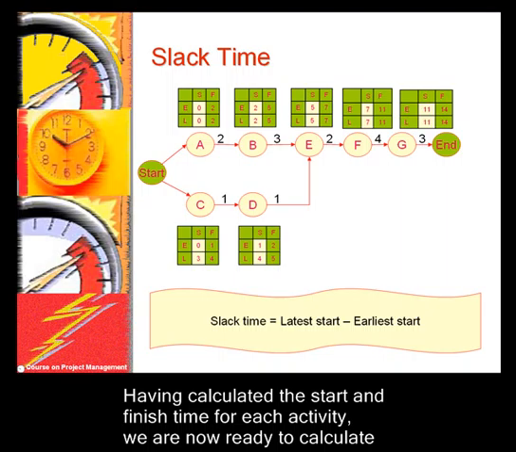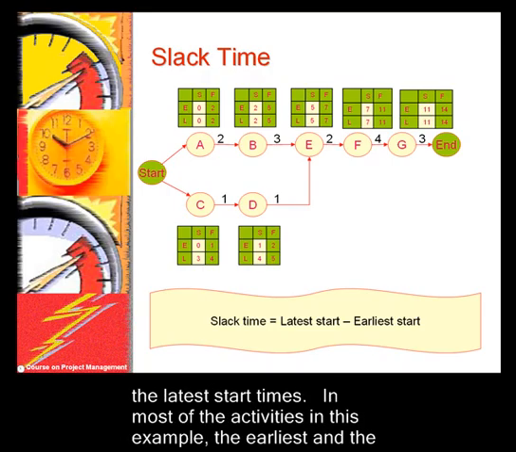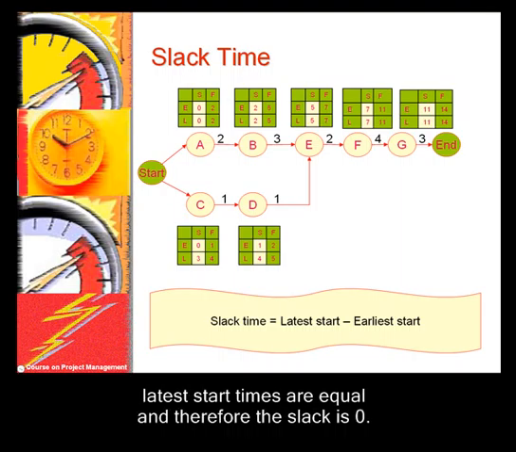Having calculated the start and finish time for each activity, we are now ready to calculate the slack time associated with each activity. Slack is the difference of the earliest and the latest start times. In most of the activities in this example, the earliest and the latest start time are equal, and therefore the slack is 0.